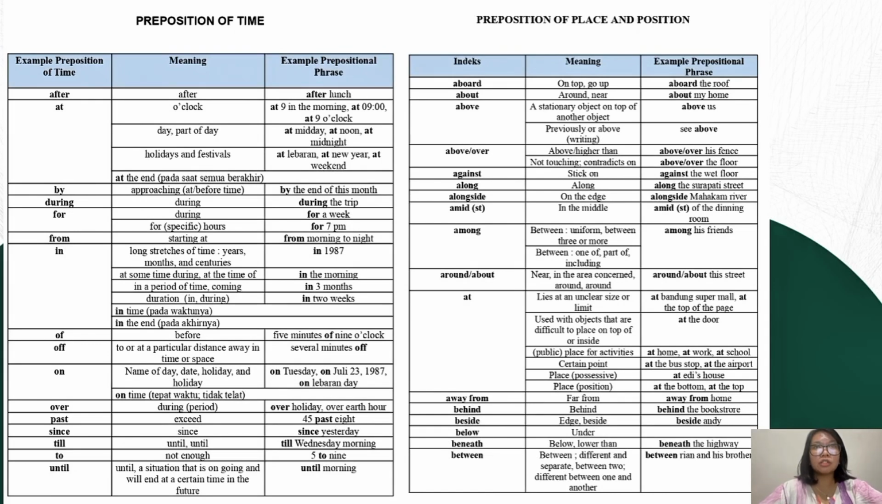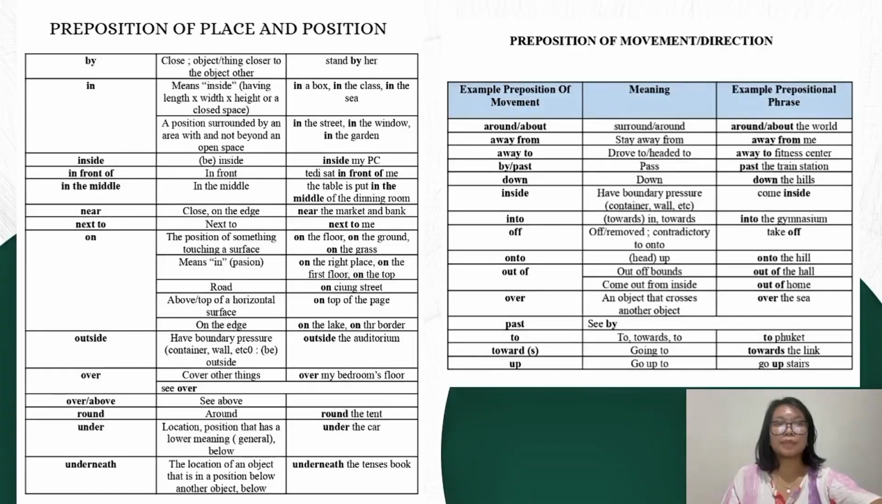Preposition of time. Examples of prepositions of time: after, at, by, during, for, from, in, of, on, over, past, since, till, to, until. Prepositions of place and position: in, about, above or over, against, along, alongside, amid, among, around or about, at, away from, behind, beside, below, beneath, and between. Also: by, in, inside, in front of, in the middle, near, next to, on, outside, over or above, round, under, and prepositions of movement or direction. Examples of prepositions of movement: around or about, away from, away to, by or past, down, inside, into, off, onto, out of, over, past, to, toward, and up.